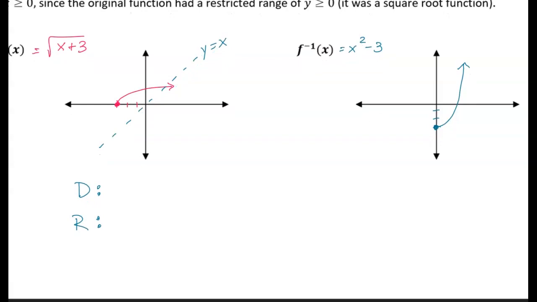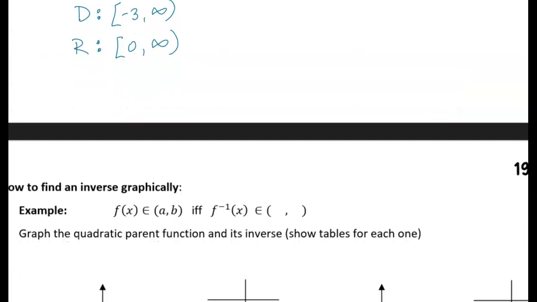In order to know why we only grabbed half of a quadratic here, we need to understand the domain and range of the original. What was the domain of the original function? Negative 3 to infinity, including negative 3. And what's the range? Beautiful. So, without knowing any background information, just knowing the domain and range, pretend we don't know anything else about this problem. What is the domain of that inverse?